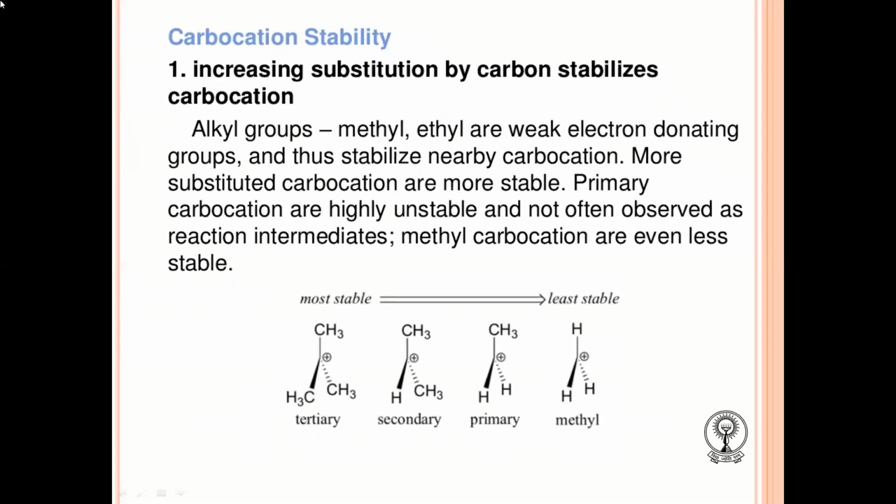Next, carbocation stability. The stability of carbocation, how it is increasing. If alkyl groups, methyl, ethyl, which are weak electron donating groups, are present on the carbocation, then its stability also increases. See here, this is a methyl group, it is less stable, and tertiary, this is the butyl, it is more stable. This is comparatively less than this.